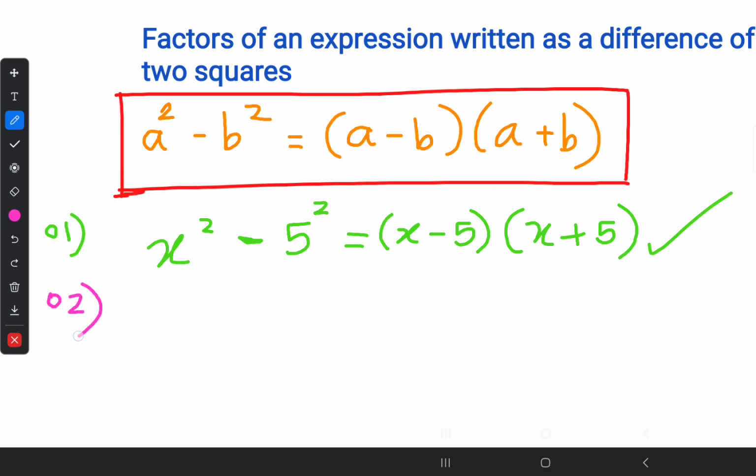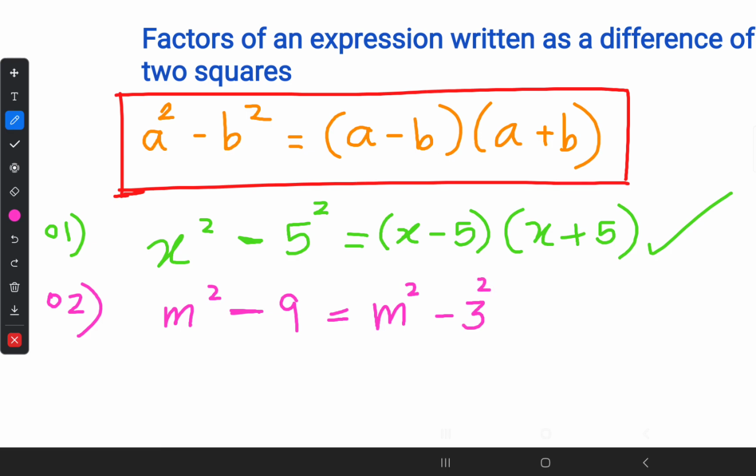And another one, here you have m square minus 9. Look at this, a difference between two square numbers. This is a square number. In between we have a negative mark. Here we don't seem to have a square number. 9 does not have any square with it. So how can we write this? For that you should use your brain to write 9 as a square number. 9 is already a square number. We have m square. 9 can be expressed as 3 square.